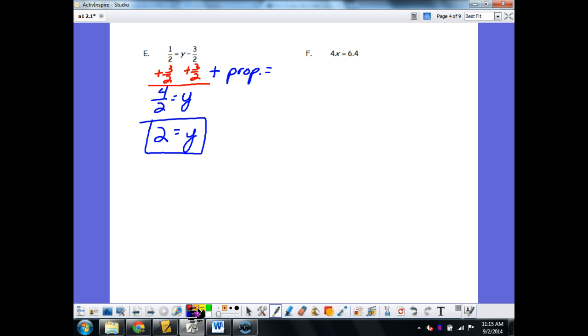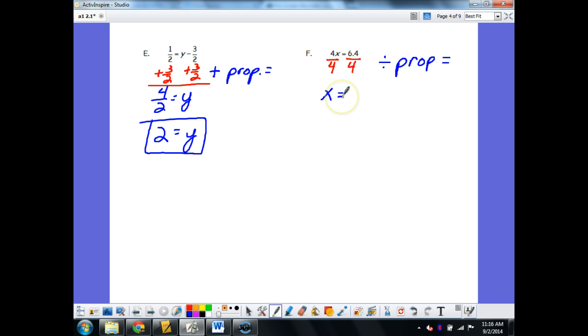So, in this first one, since 4x means 4 times x, we're going to undo that by dividing both sides by what's being multiplied to x, which in this case is 4. And the property illustrated in that one, since we're dividing both sides by the same thing, is the division property of equality. Okay? And again, just like in the previous video, symbols and abbreviations are just fine.